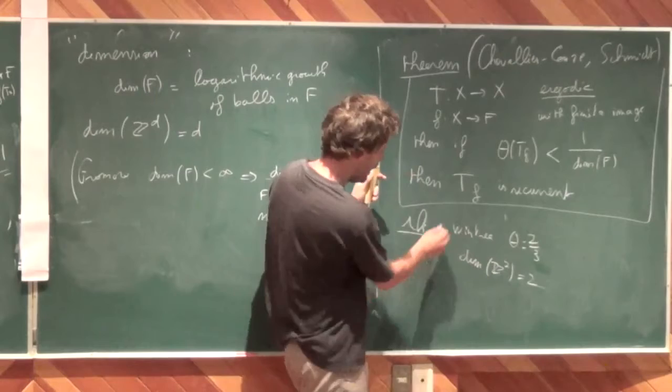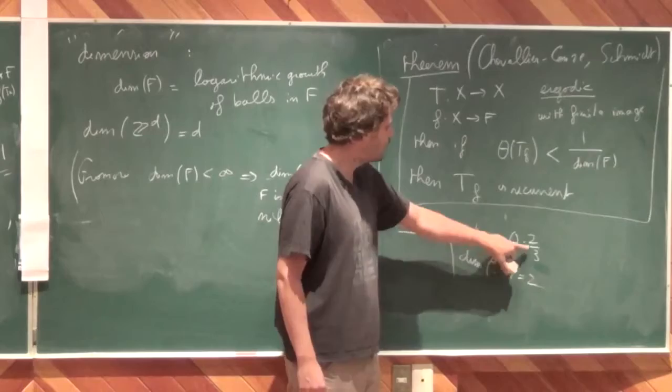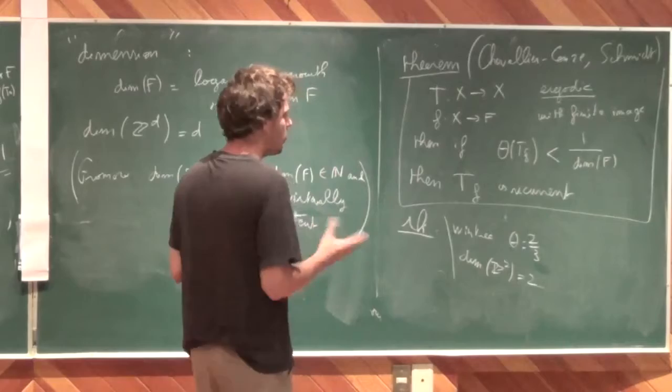Then, even if you prove that the diffusion rate is 2/3, you do not automatically get the recurrence. But this might be useful: if you have a very small diffusion rate, you automatically have recurrence, which is nice.